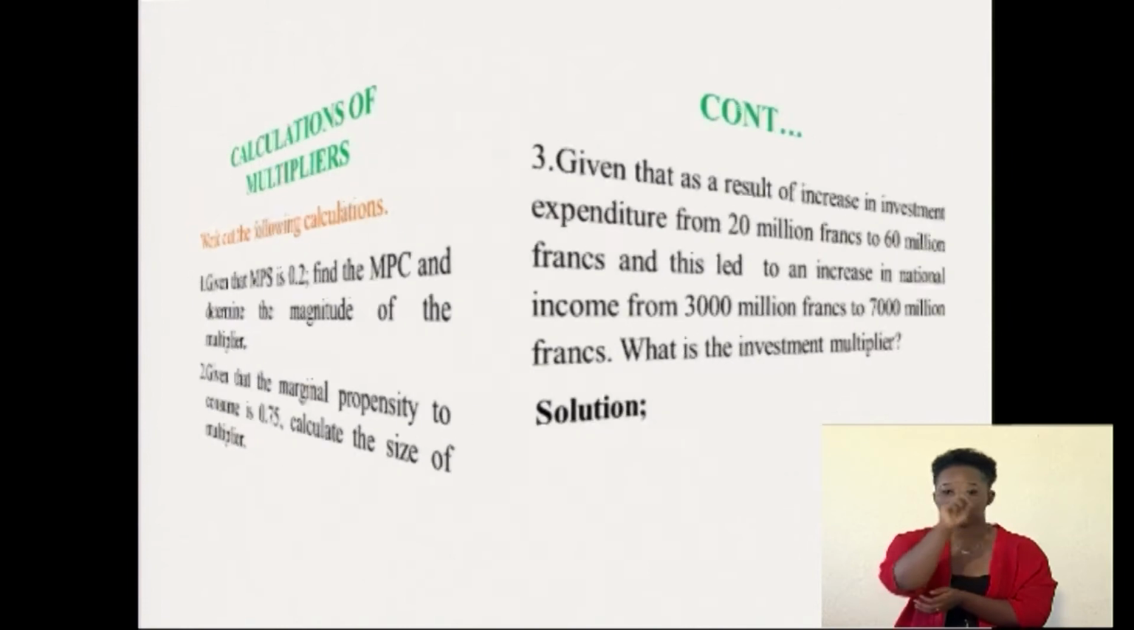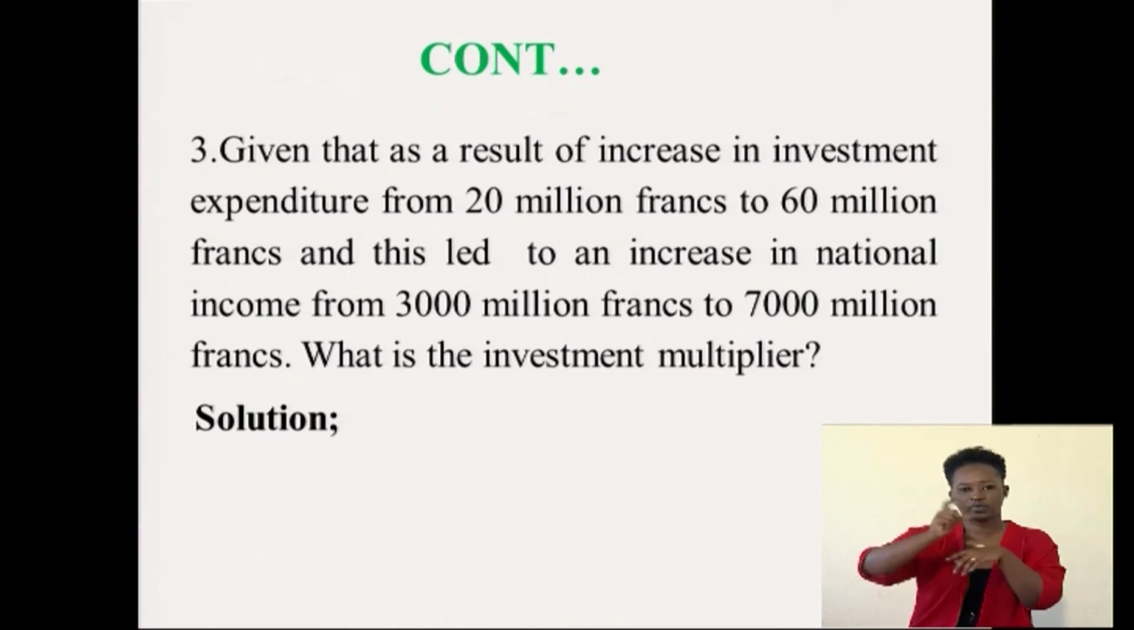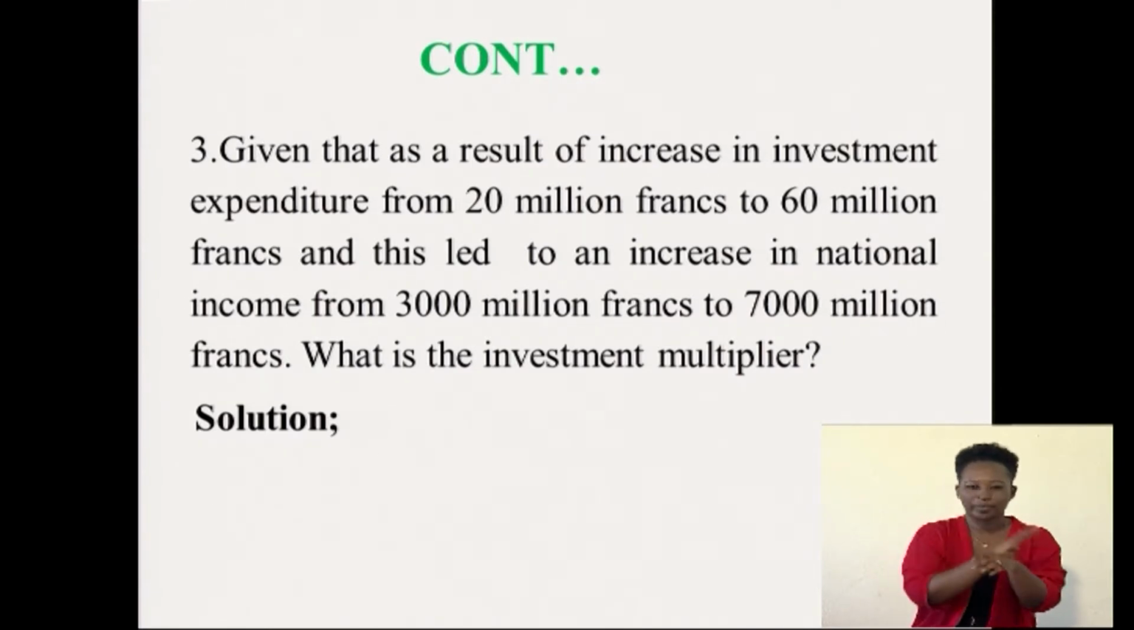The third question: given that as a result of an increase in investment expenditure from 20 million francs to 60 million francs, this led to an increase in national income from 3,000 million francs to 7,000 million francs. What is the investment multiplier? And how do we get the investment multiplier? Learners, I hope you still remember the formula for calculating the investment multiplier.